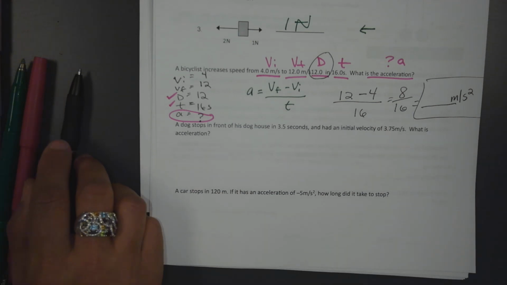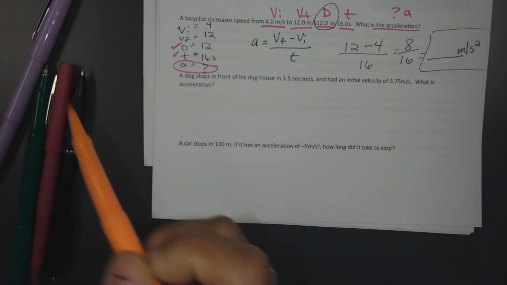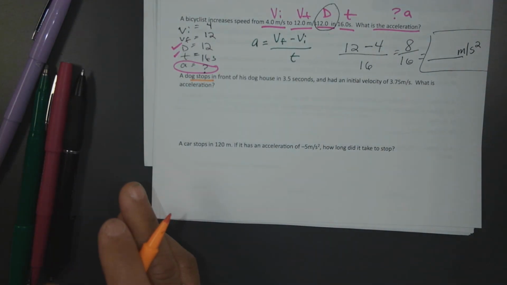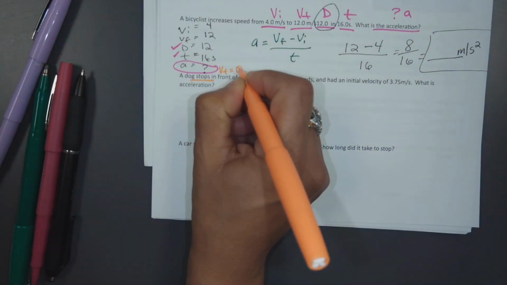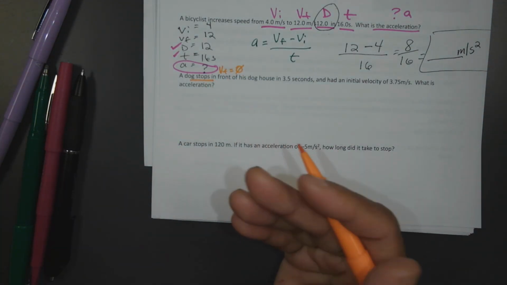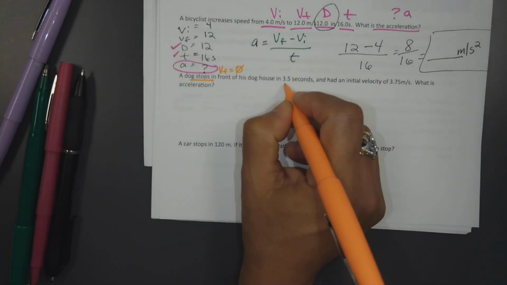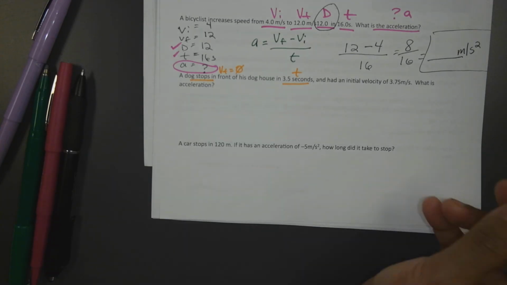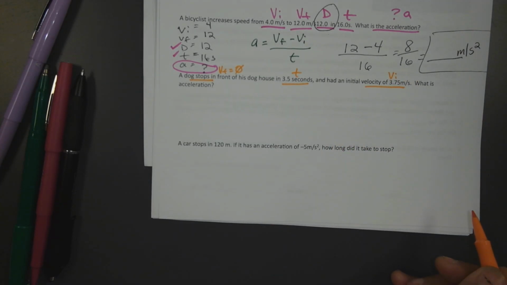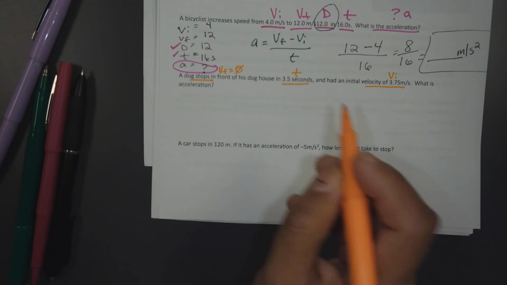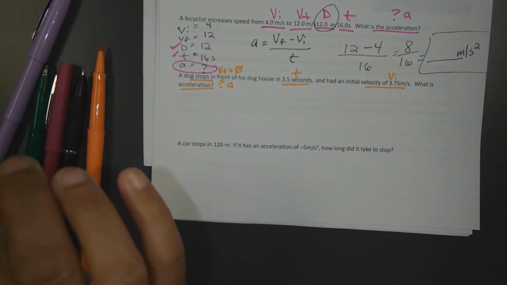Next one, number 2, or the second math problem, looking at this one. Let's see if I made a mistake on this one. A dog stops. So if anything comes to a stop, it's going to have a final velocity of 0. A dog stops in front of his doghouse. Now, it did take 3.5 seconds for T and had an initial velocity, VI, of 3.75 meters per second. What was the acceleration? Oh, this one's definitely written a lot better.